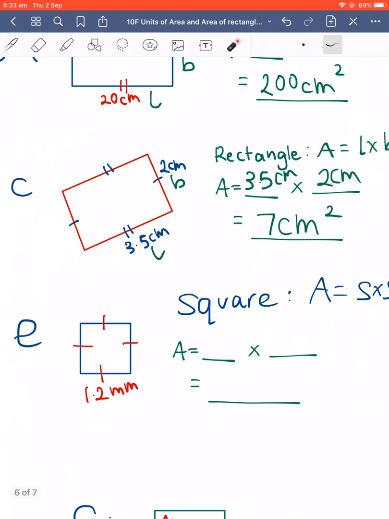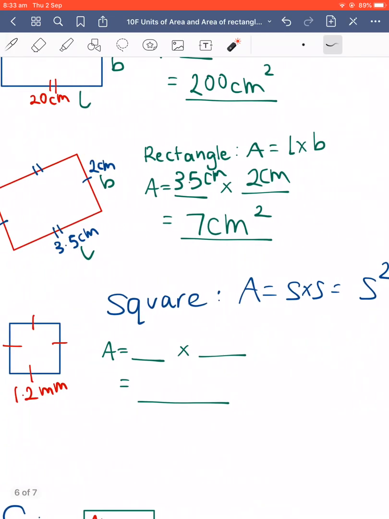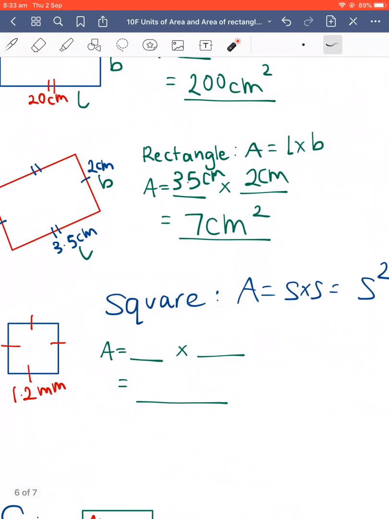Letter E is a square. A square has 4 sides which are exactly the same. Okay, and again, we've identified what type of shape it is. My formula for my square and its area is the side multiplied by the side. We can also write it as side squared. So my side, let's annotate our diagram as we just did before.